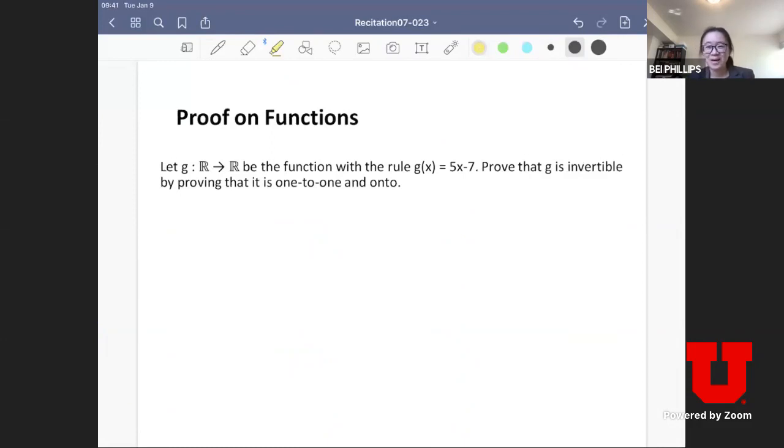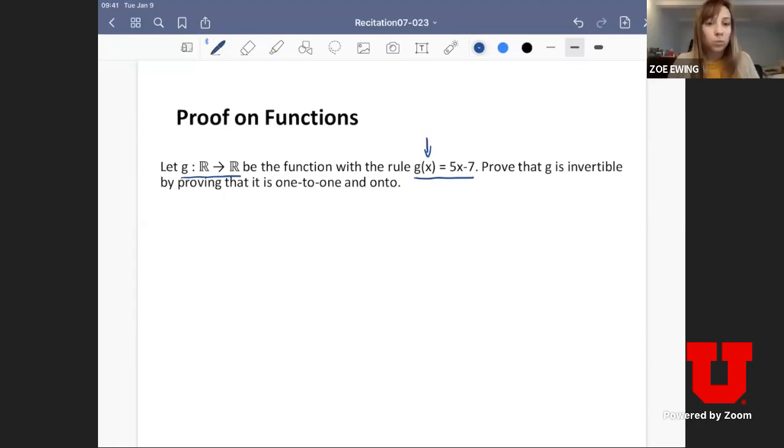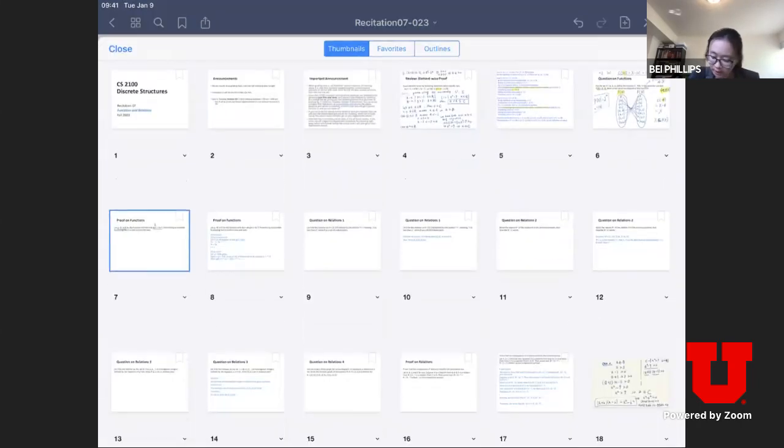One of you asked a very nice question about whether a function is invertible, and we now have a proof. So you have 1 minute to think about the proof. My function g takes real numbers to real numbers, with the rule g of x equals 5x minus 7. Again, x here is a variable that represents an element in the set R, the real numbers. We want to prove g is invertible by proving it's 1-to-1 and onto. Okay, while you think about it, I'm going to quickly review.